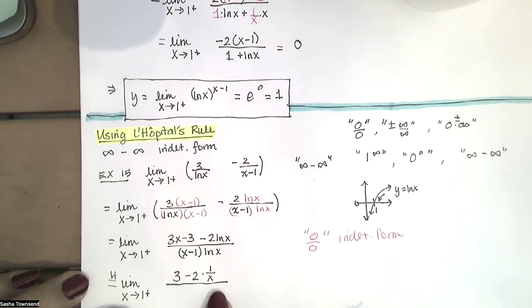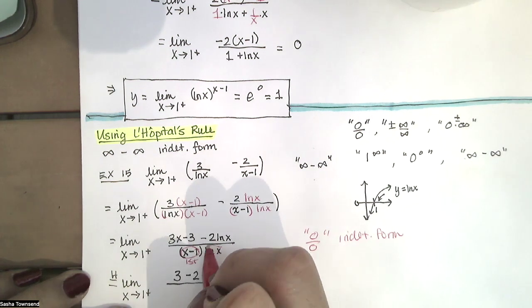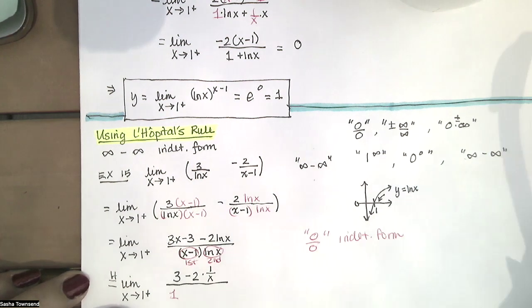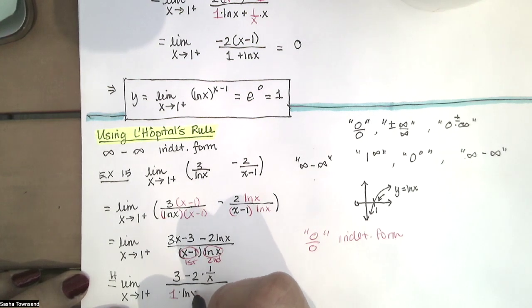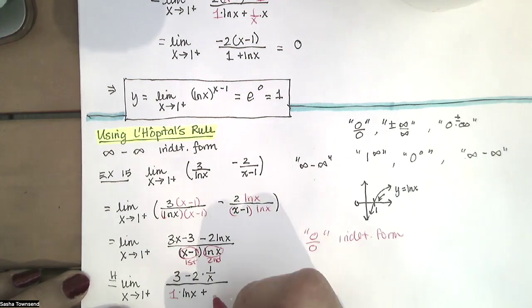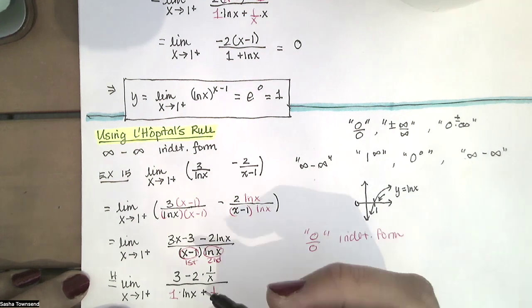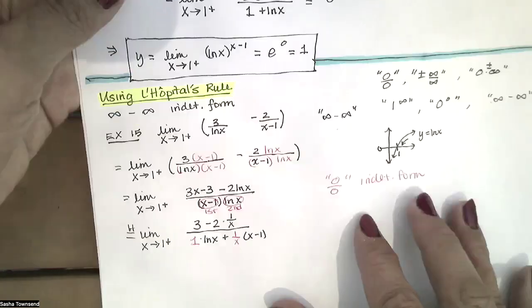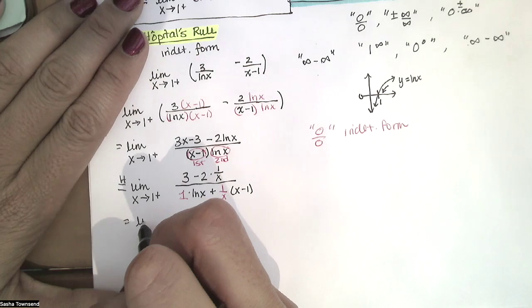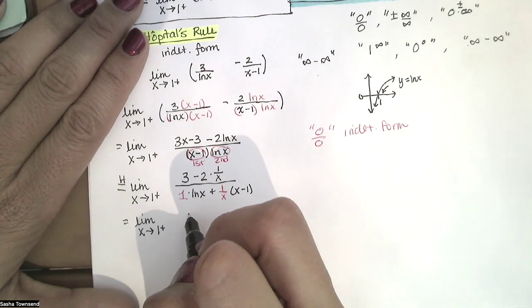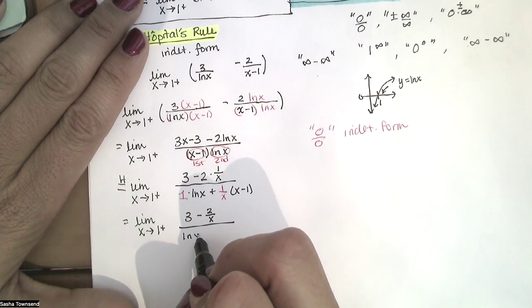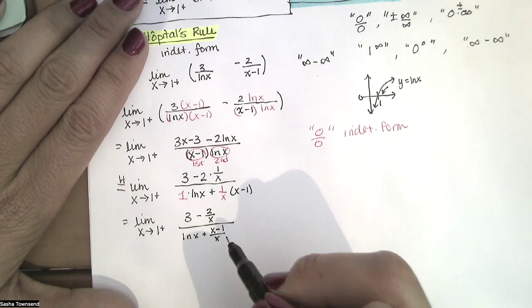So that's our derivative in the numerator, and the derivative in the denominator requires the product rule. So this is our first function, and this is our second function. When we take the derivative of a product, we get derivative of the first, which is 1, times the second, undifferentiated, plus derivative of the second, which is 1 over x, times the first, which is x minus 1. So if I simplify, I've got the limit as x approaches 1 from the right of 3 minus 2 divided by x, all divided by natural log of x plus x minus 1 divided by x.